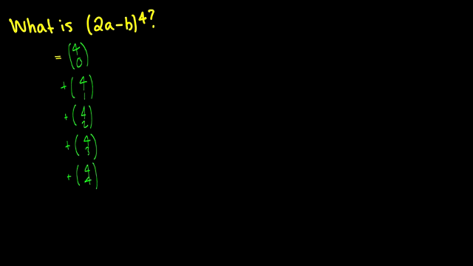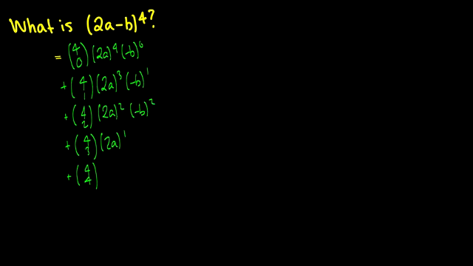Our first one is going to be 2a to the 4 times minus b to the 0. And then we're going to have 2a cubed minus b to the 1, 2a squared minus b squared, 2a to the 1 minus b cubed, and 2a to the 0 minus b to the 4. I wrote it vertically like this so you could see step by step what's happening. The power for 2a is decreasing and the power for negative b is increasing.